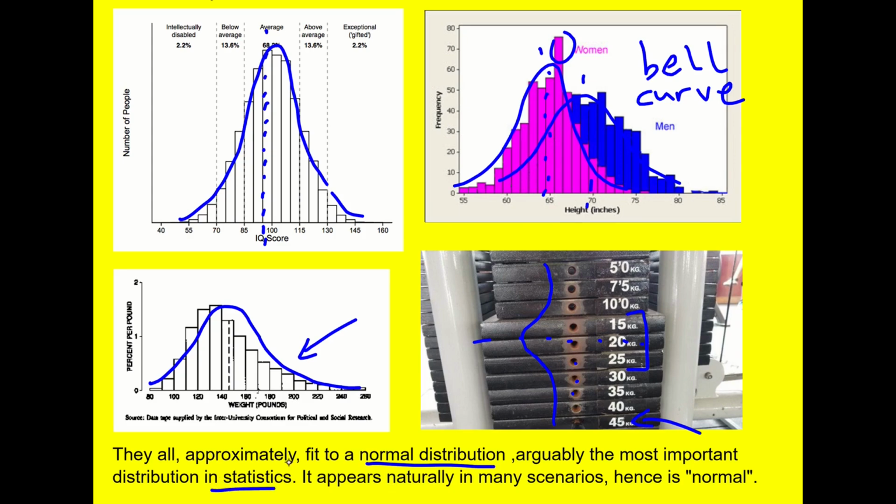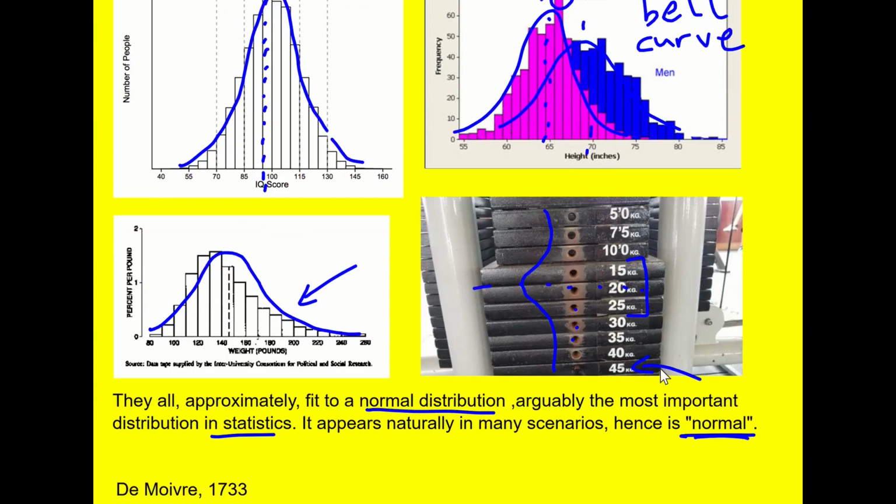I'm going to try and convince you a bit more why that's the case in a minute, but maybe I've already convinced you because of how you've seen it come up in two key places, or more than two key places. Because it appears naturally in many scenarios, that's why it's called normal.